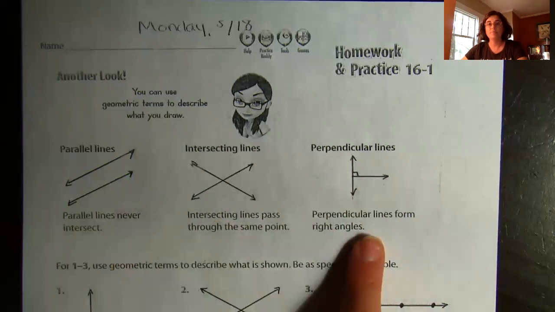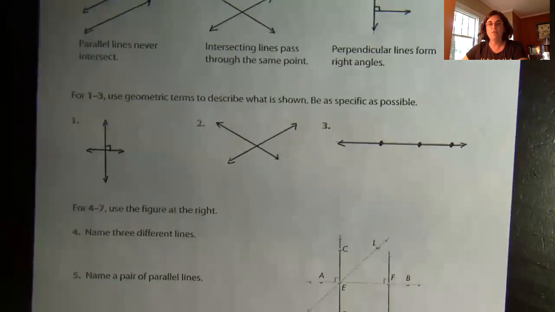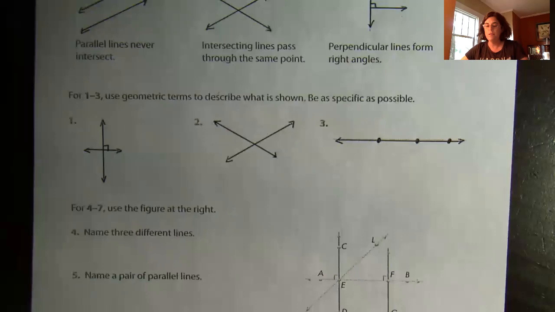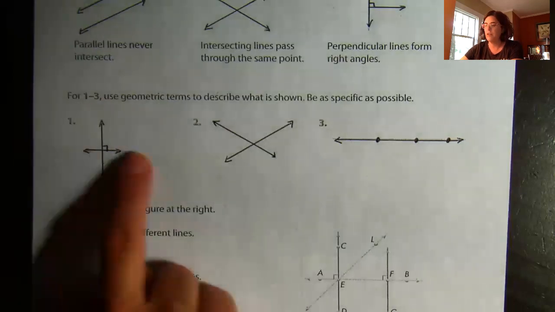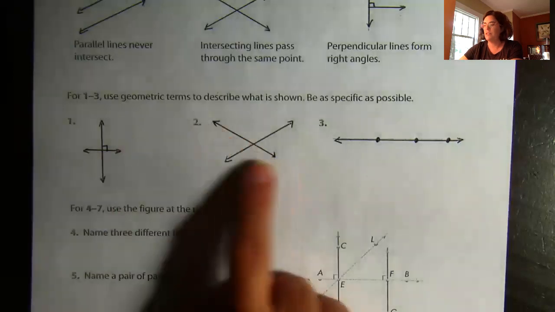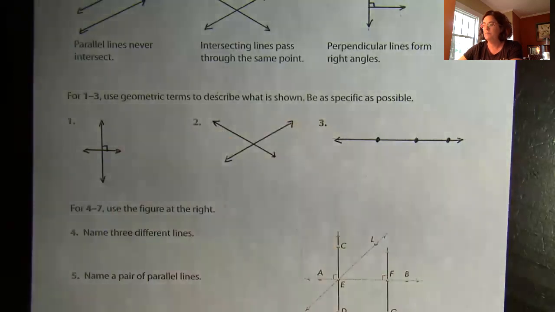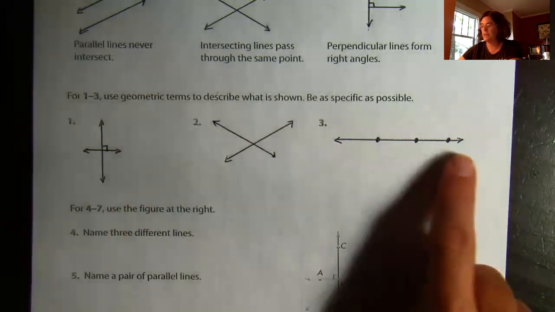And then I went ahead and I drew in 1, 2, and 3. The rest of them came out pretty well, but 1, 2, and 3 were hard to see. So if you take a minute, you can go ahead and draw in. Number 1, we see 2 lines that cross with that little magic box. And if you remember, that box means a right angle. And then in number 2, we have 2 lines that cross. And in number 3, we have a line with 3 points.